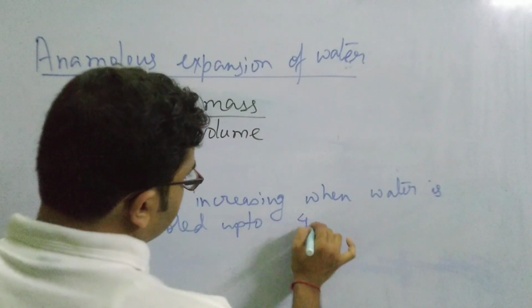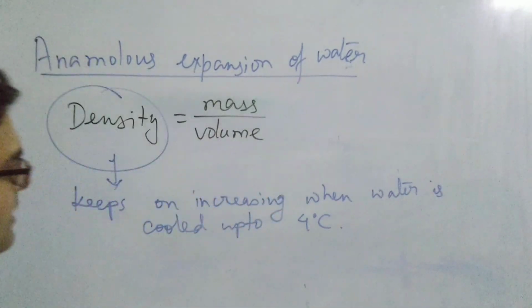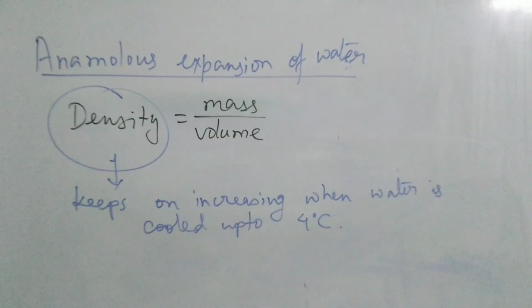What happens after this 4 degrees centigrade? You have understood that it will start expanding instead of contracting. So will the density increase any further? No. The density of water keeps on increasing until it reaches 4 degrees centigrade. So can we say that the density of pure water is maximum at 4 degrees centigrade?